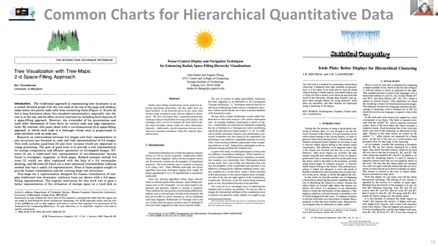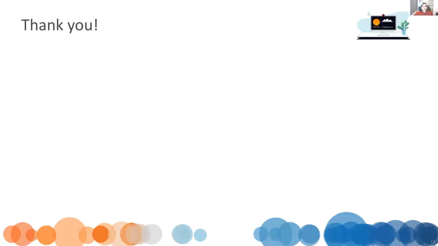Okay, let's stop here. We will go over an example of a data set and tree map, sunburst, and icicle visualizations of it in the next lecture.